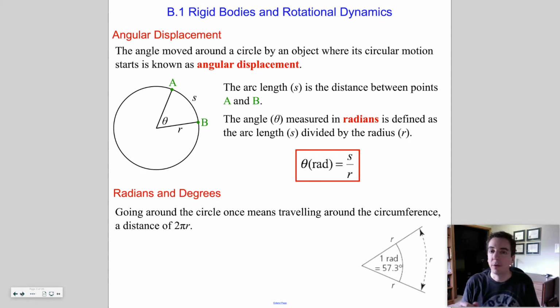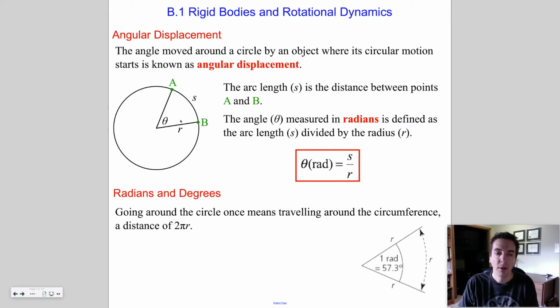So we're going to start off talking about kinematics. For measuring distance around the circle, before we measured just good old meters back in Physics 20, 2 pi r over t if we're dealing with circular motion. But here we're going to deal with not meters, but the angular displacement, like what the angle of the displacement is going around the circle. So the angle moved around a circle by an object from where its circular motion starts is known as angular displacement.